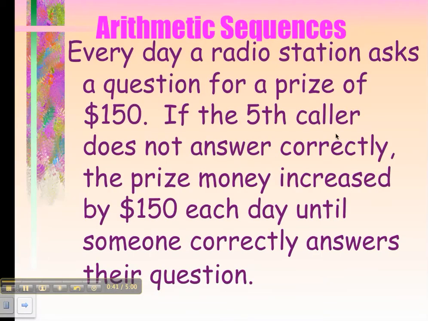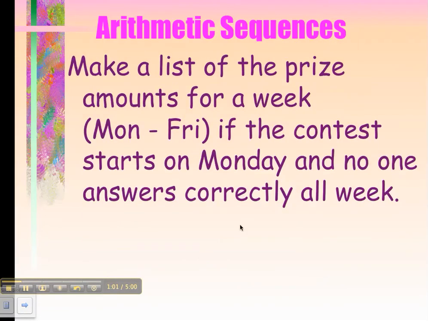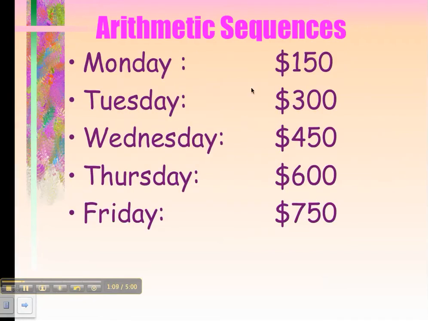Now, to get to that, let's start with the following situation. Let's say every day a radio station asks a question for a prize of $150. If the fifth caller does not answer the question correctly, the prize money increases by $150 each day until someone correctly answers the question. So if this happens, we can make a list of the prize amounts for a week from Monday to Friday if no one answers correctly. If we do that, we get the following values. You see, on Monday we start with the $150, all the way up to Friday, $750 if no one answers correctly.